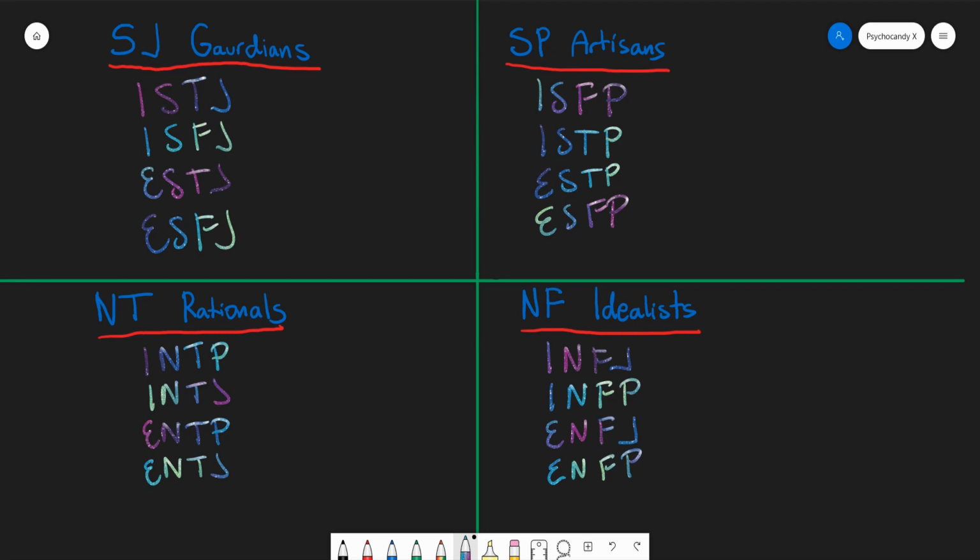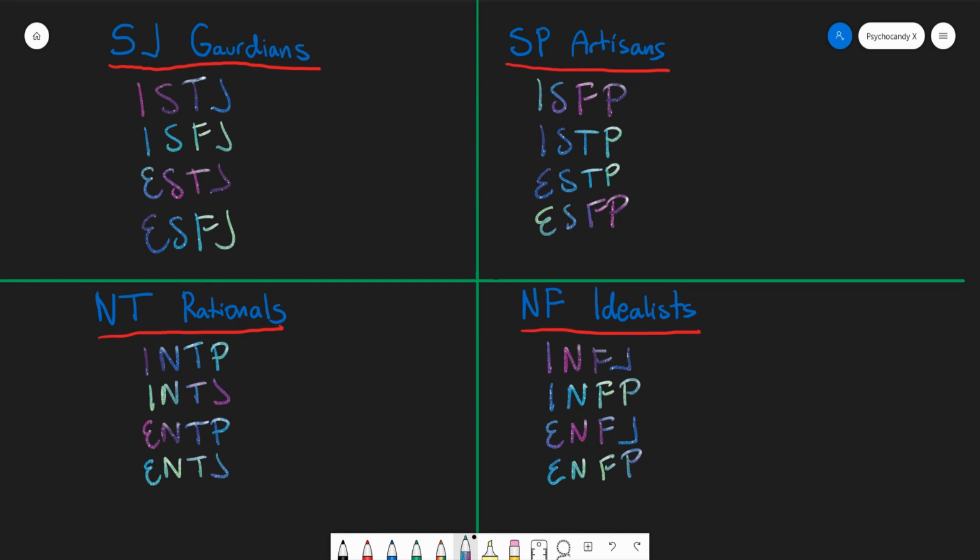Now, there's plenty of different temperaments and groups and quadrants to learn from, especially if you get into socionics. However, this is the big one. This is the main one. It's very important to know, and it's been there since ancient Greece. It's influenced tons of different philosophy and works of art and literature.